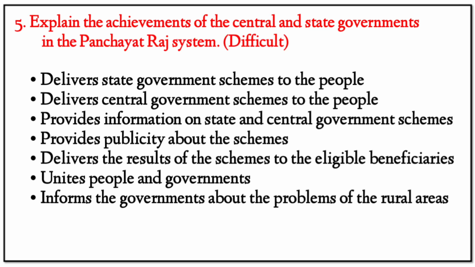Next, question number 5. Explain the achievements of the central and state government in the Panchayat Raj system. Delivers state government schemes to the people, delivers central government schemes to the people, provides information on the state and central government schemes, provides publicity about the schemes, delivers the results of the schemes to the eligible beneficiaries, unites people and governments, informs the governments about the problems of the rural area.